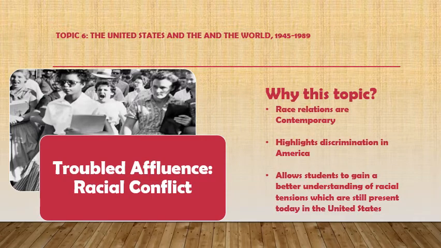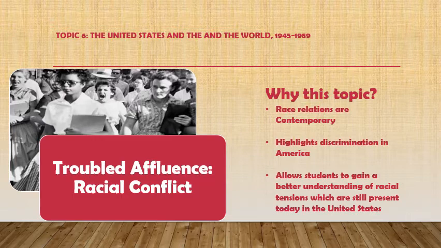To begin this presentation, I'll start with a brief introduction as to what topic I chose and the rationale for choosing that topic. In the end, I decided to choose topic 6 from the syllabus, which is the United States and the World 1945 to 1989. More specifically, I chose to look at troubled affluence and racial conflict.